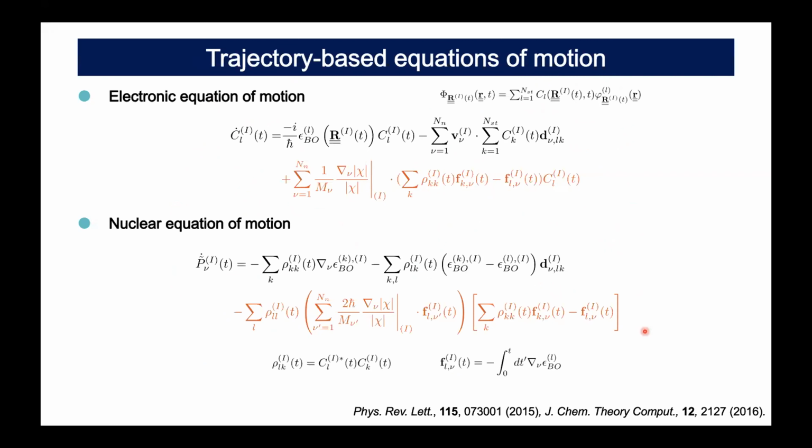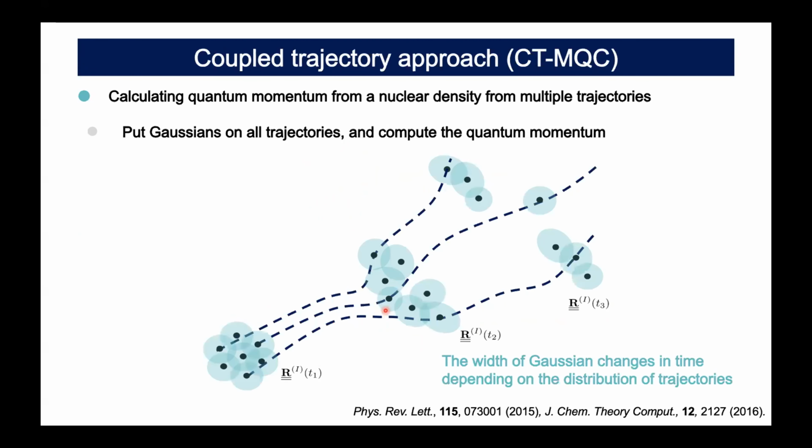We will see later. The most fundamental question is how do we calculate this quantum momentum? If you deal with the classical trajectory, then this is just a delta function, right? So there is no shape. How can you calculate this quantum momentum term here? Actually, this is quite straightforward. What we tried is this: we just put Gaussian functions on all trajectories and compute the quantum momentum.